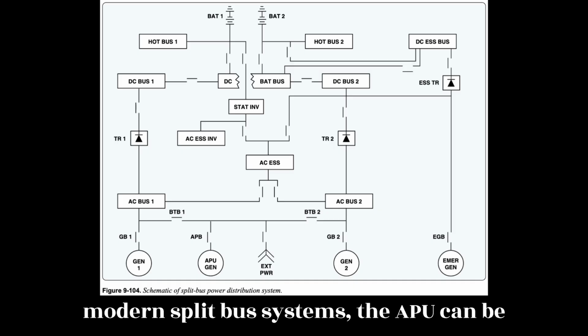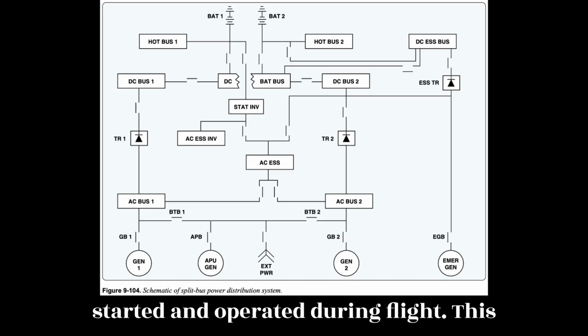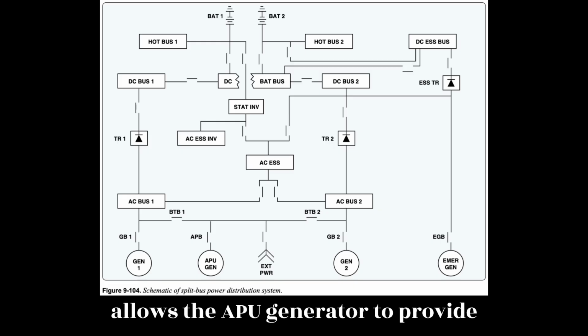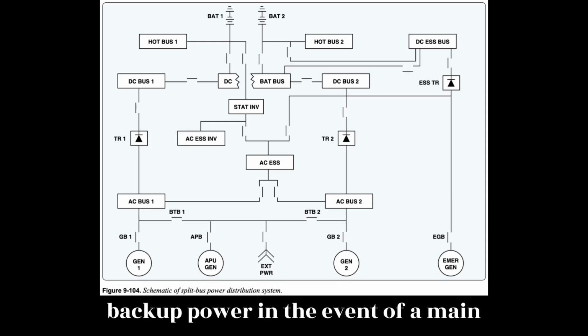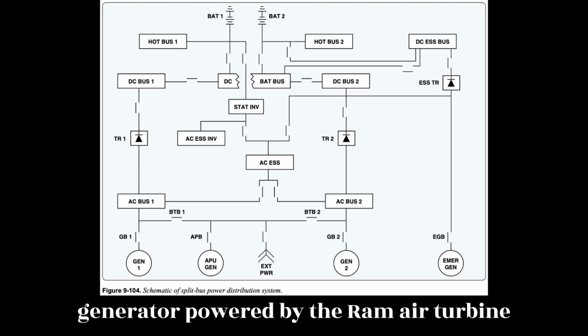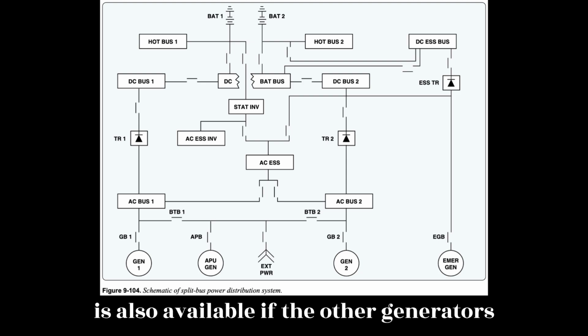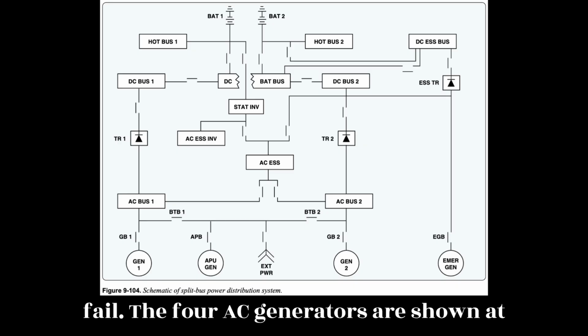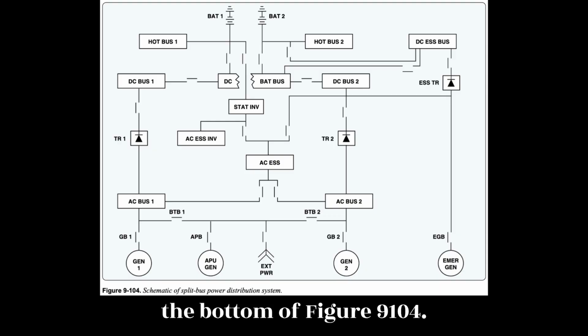On all modern split bus systems, the APU can be started and operated during flight. This allows the APU generator to provide backup power in the event of a main generator failure. A fourth emergency generator powered by the ram air turbine is also available if the other generators fail. The four AC generators are shown at the bottom of Figure 9.104.